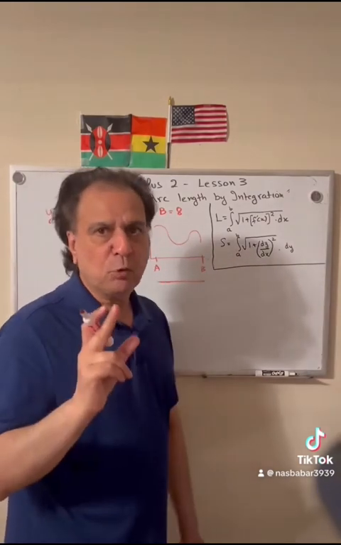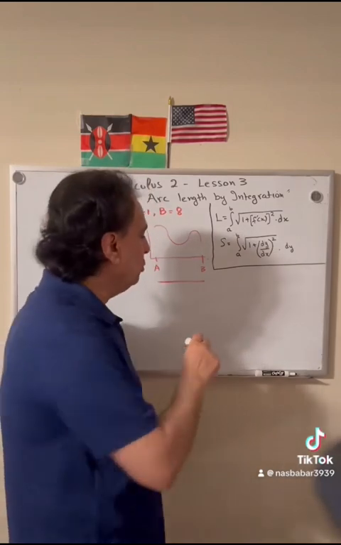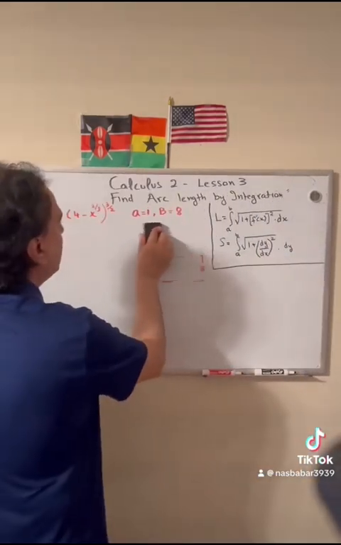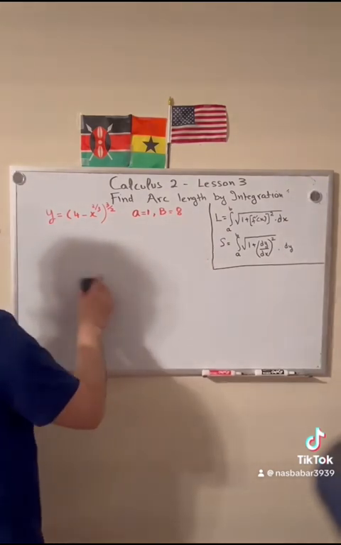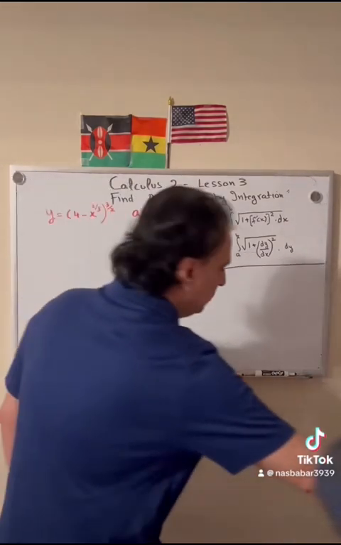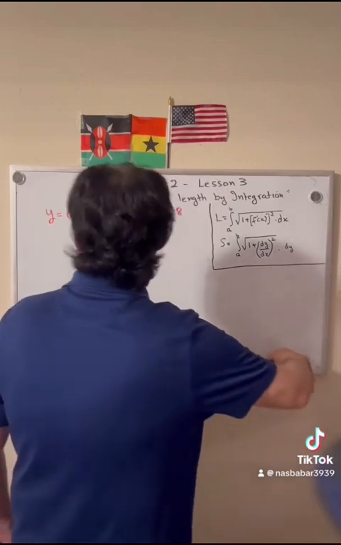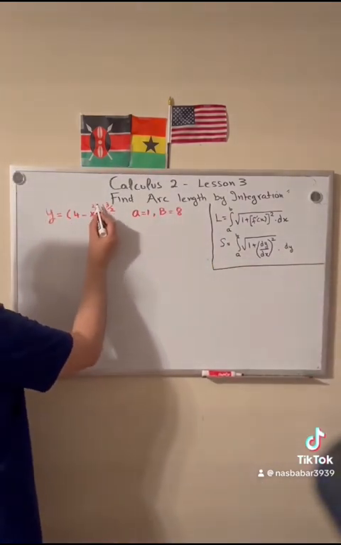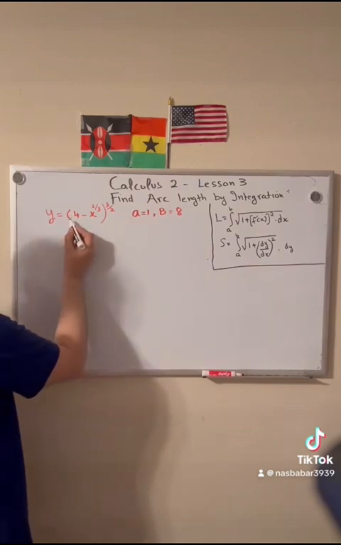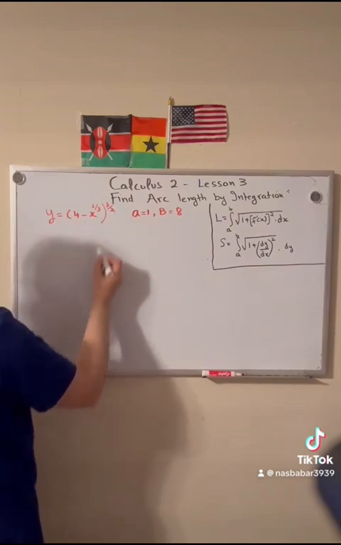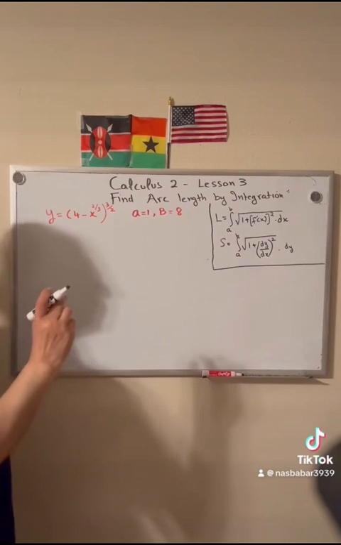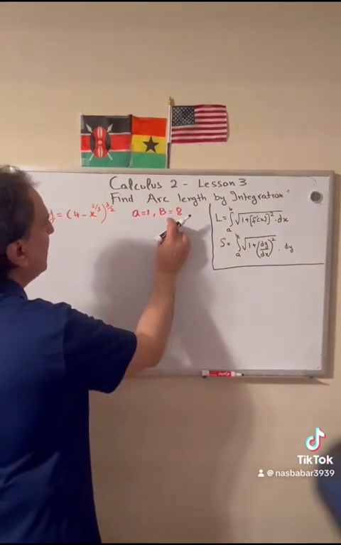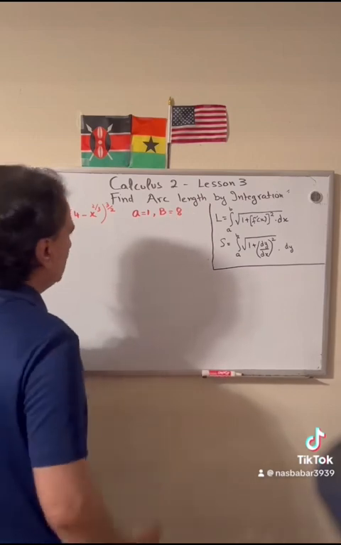I showed you one problem yesterday. Today I'm going to show you another problem. All right, so I have it on the board right here in red. The function y is equal to (4 minus x raised to the power 2/3) and then this whole thing is raised to the power 3/2, and we've been asked to find the length of the curve between a equals 1 and b equals 8.